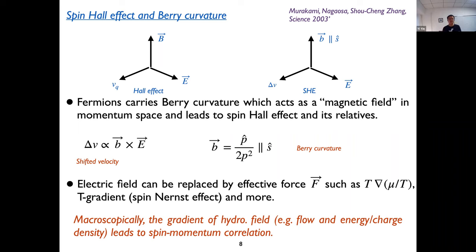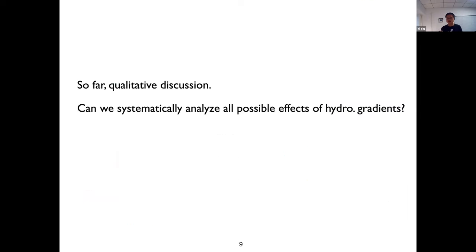So in other words, now we can think about the heavy ion collision systems, because in general, the system you created in heavy ion collisions is inhomogeneous. This means the gradients of hydrodynamic fields, such as the gradient of flow, the gradient of energy and charge densities, are non-zero. So in general, we would expect that those gradients of hydrodynamic fields will lead to spin-momentum correlations. So any questions so far?